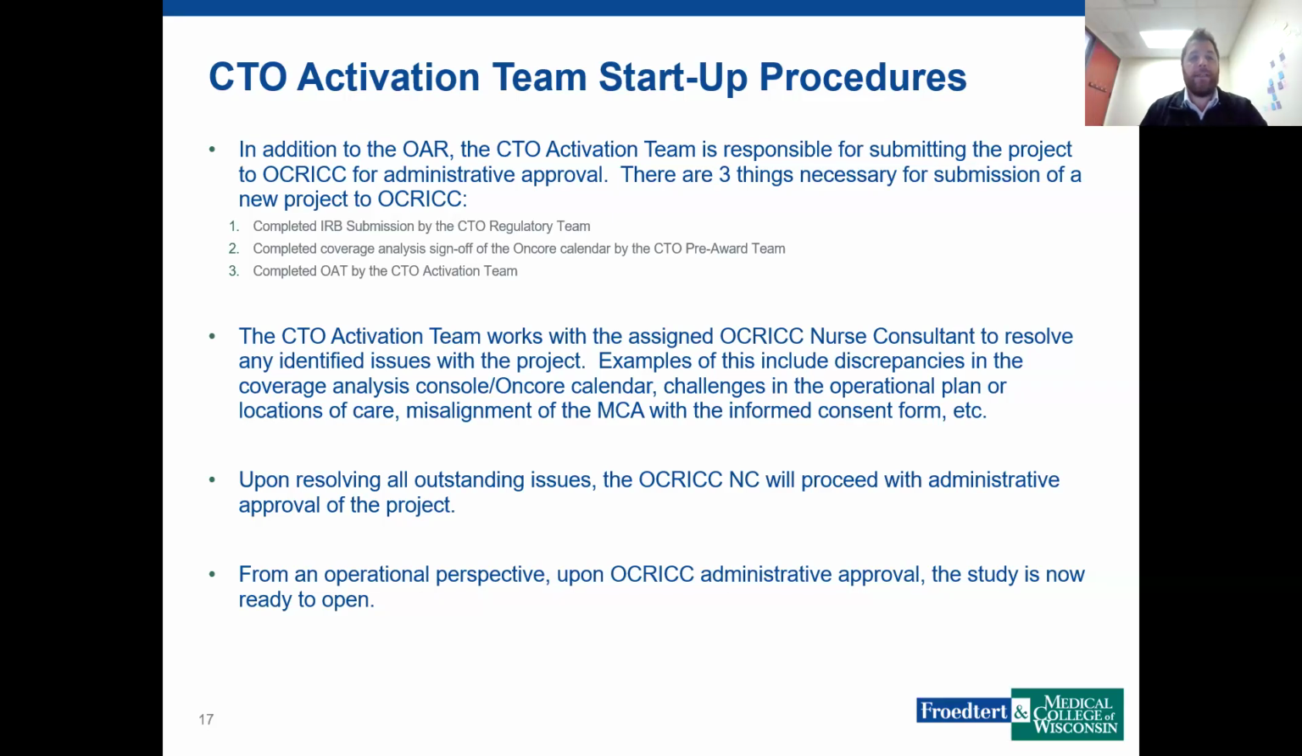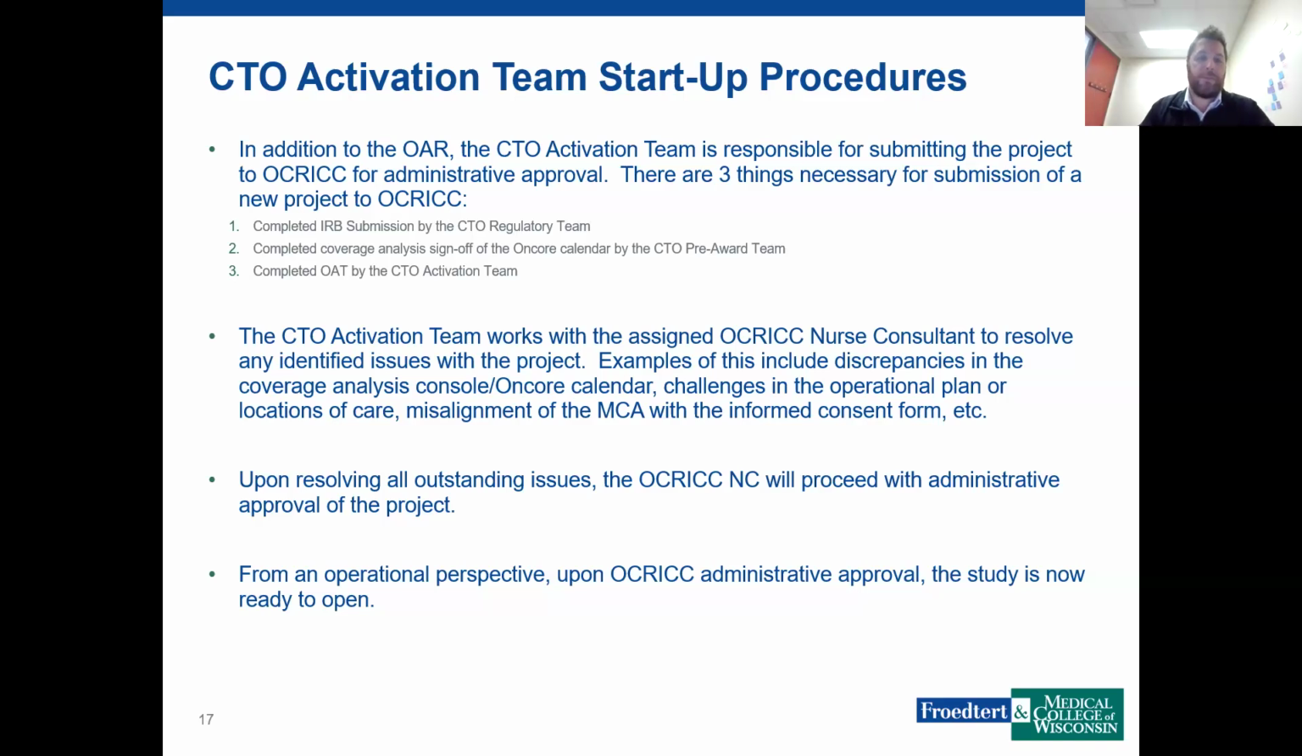So we need that completed IRB submission by the regulatory team. We need the completed coverage analysis sign off on the Encore calendar by the pre-award team. And then we need a completed OAT by the CTO activation team. Again, that's the operational assessment tool, that 13-page document that I talked about a little earlier. So those are kind of the 3 check marks that everything's ready to go to compliance.